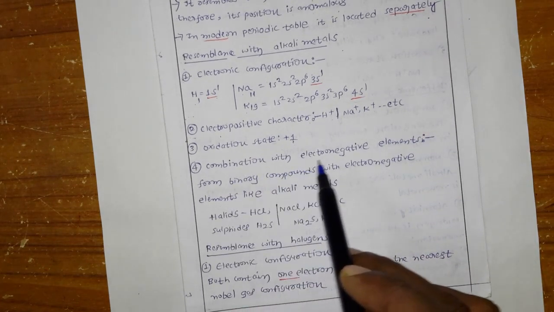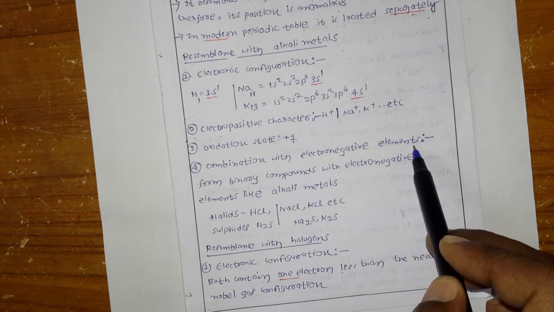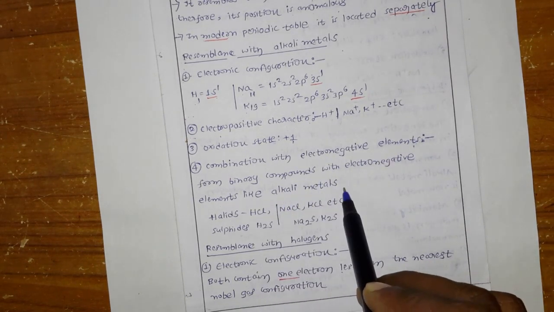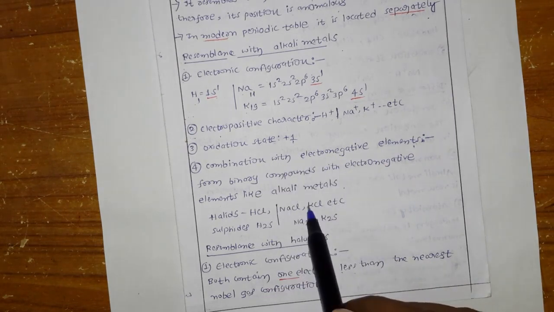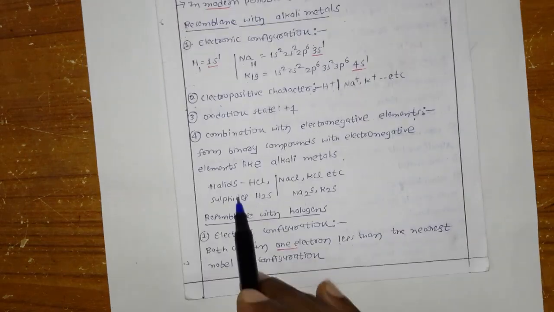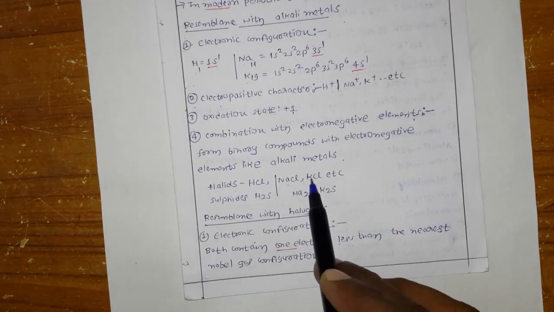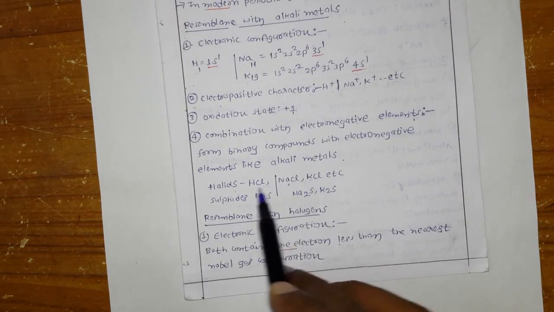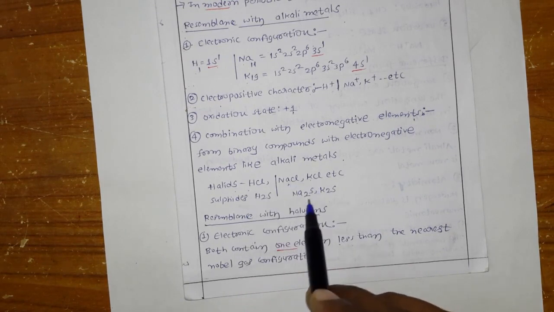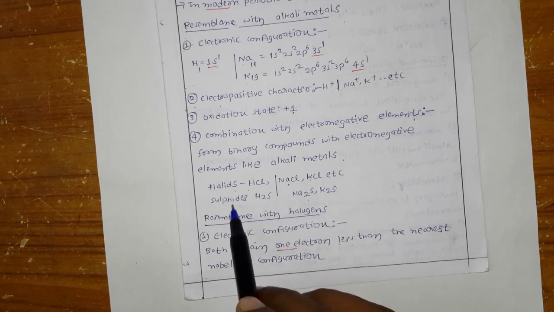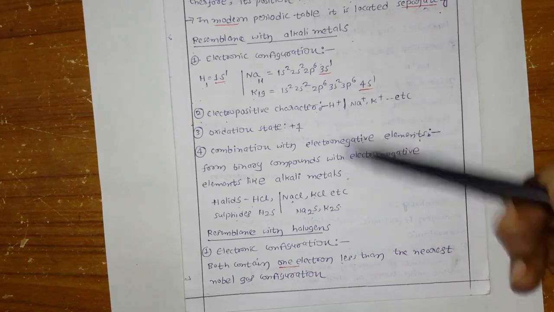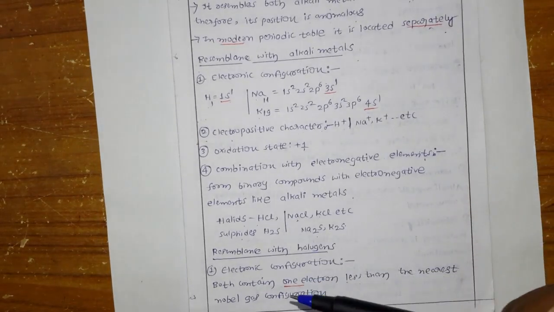Next one is the combination with the electronegative elements, very similar to the alkali metals. Hydrogen can also combine with highly electronegative elements, like the halides. Sodium and potassium combine with chlorine, and sodium and potassium also combine with sulfur, a highly electronegative element. Same thing, hydrogen also combines with sulfur. So these four are the resemblances with the alkali metals.